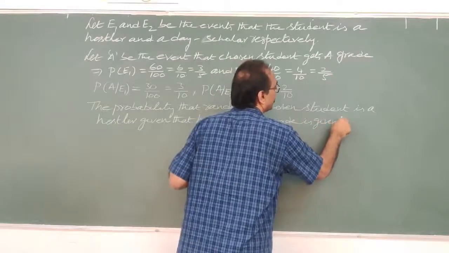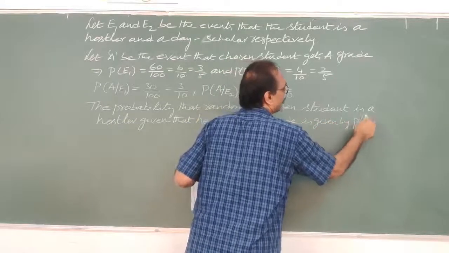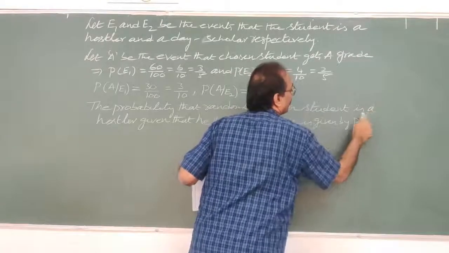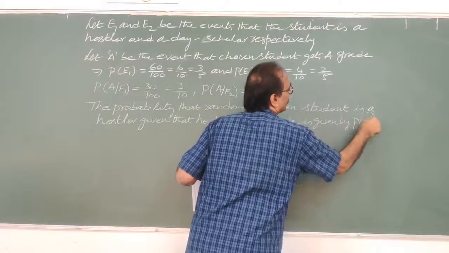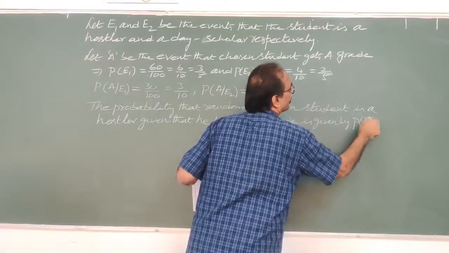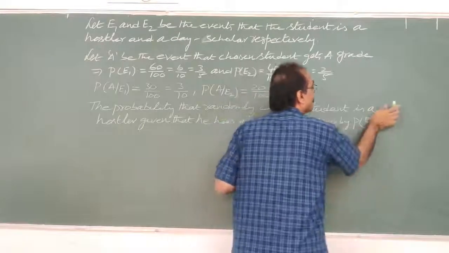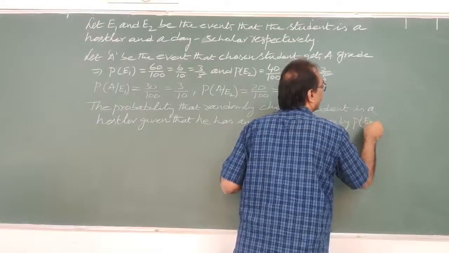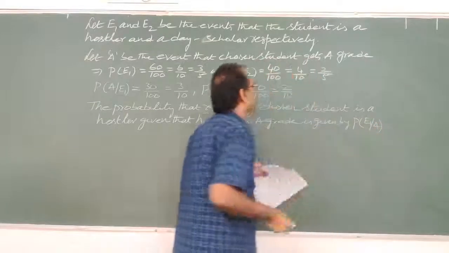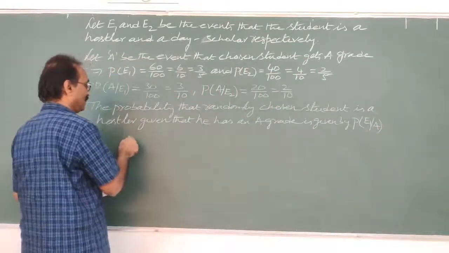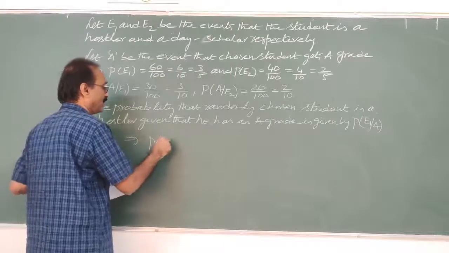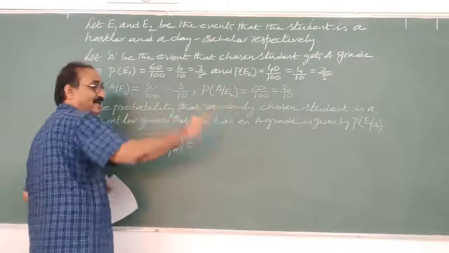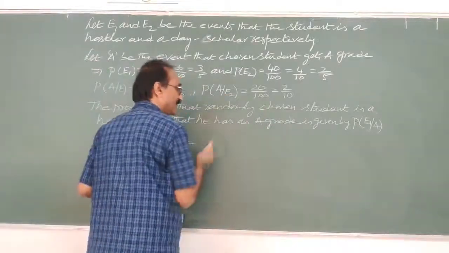I will write it as reverse probability. Hostler means E1 only, no? So E1 given A. Whatever you are asked to find out is nothing but reverse probability, E1 given A. So we write the probability of E1 given A by Bayes theorem.